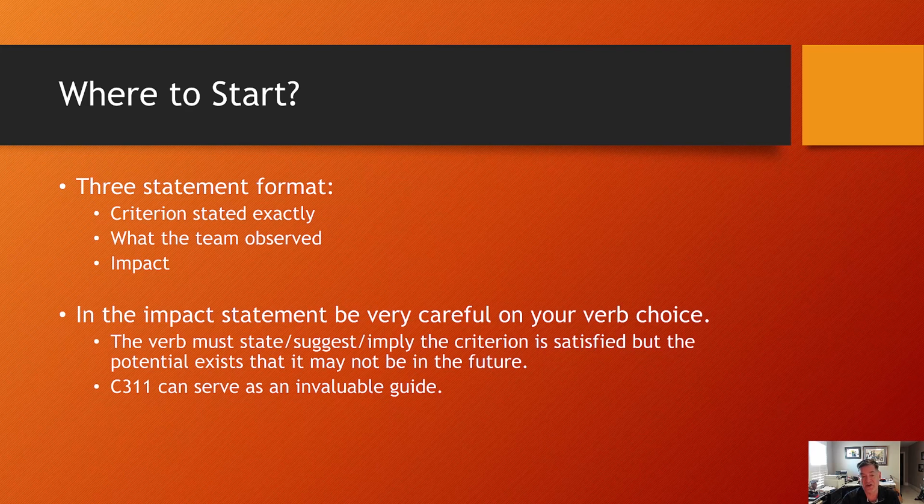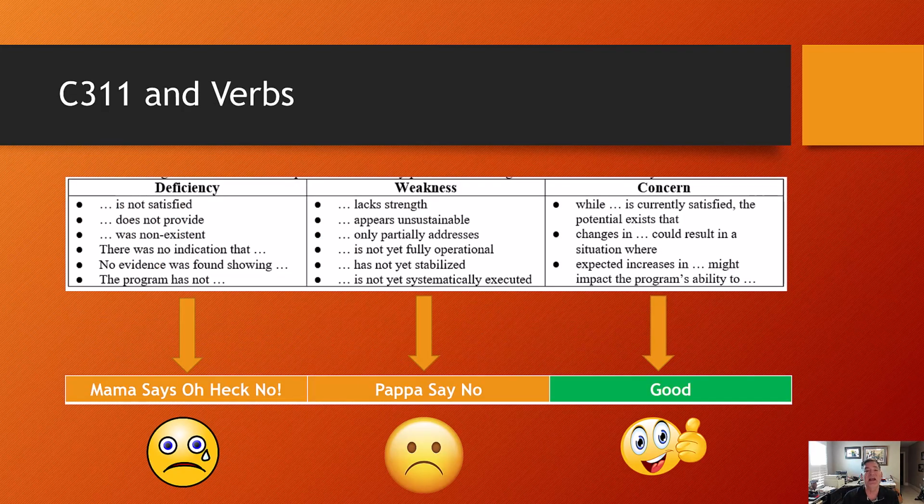And so let's look at C311 and the verb use. And you can see here either verb use or phrases that support a particular finding. And the one to the far right, the one on concern, while such and such exists, is currently satisfied, the potential exists, or changes could result, or expected increases in student, faculty, whatever, would impact the workload. Those are all good. Where you get into trouble is when you pick a verb or a phrase out of the deficiency or the weakness column and you use it to describe a concern, because then editor 1 and editor 2 get confused and they're going to return the statement back to you.